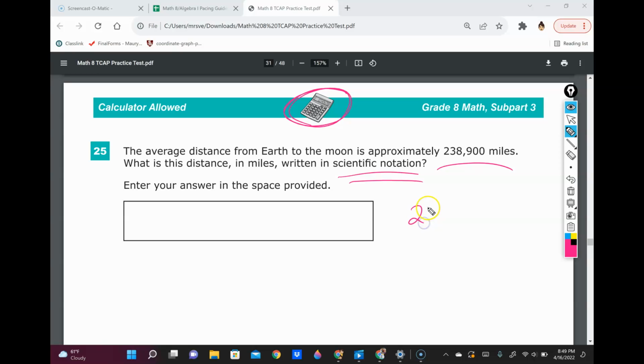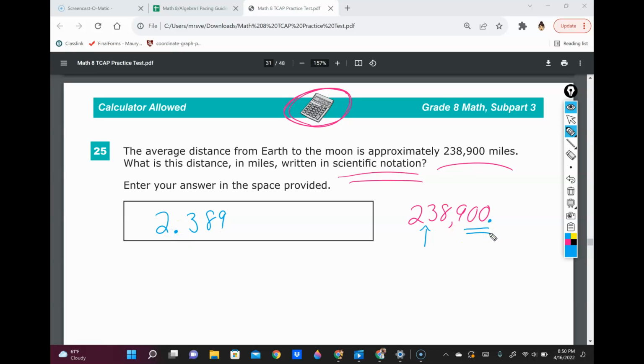So in this number, 238,900, you have to know where your decimal is. Your decimal is at the very end of this problem. It needs to be between the 2 and the 3. You want to have one digit that's a non-zero number to the left of the decimal. So we'll have 2.389. We don't need the rest of these zeros.